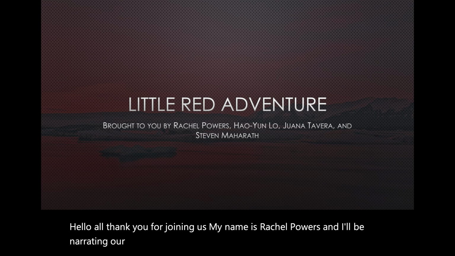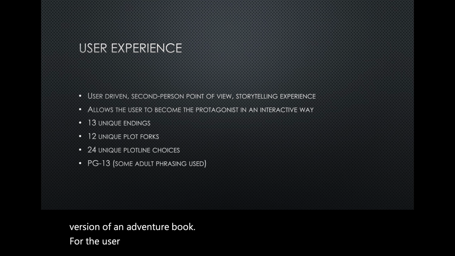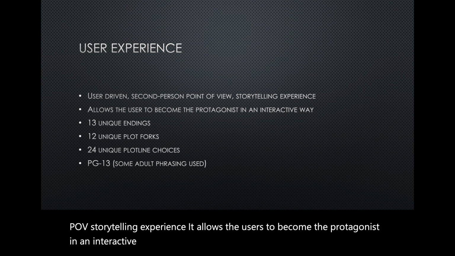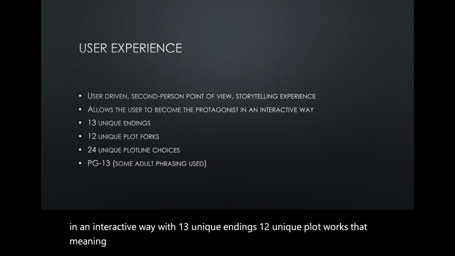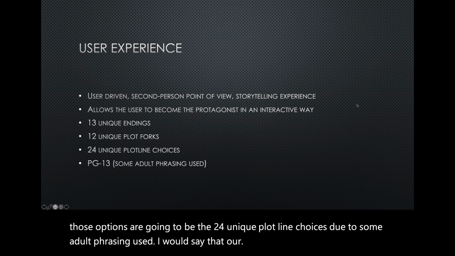Today we are presenting Little Red Adventure, our version of an adventure book. For the user experience, our adventure book is a user-driven, second-person point of view storytelling experience. It allows the users to become the protagonist in an interactive way with 13 unique endings and 12 unique plot forks. That means you have different options that you can take, and those options are going to be the 24 unique plotline choices. Due to some adult phrasing used, I would say that our presentation and product would be PG-13.